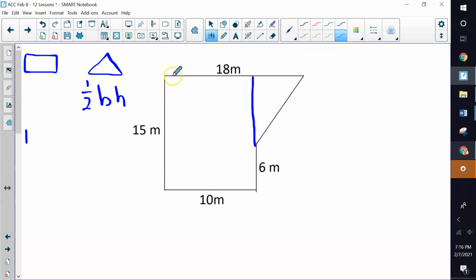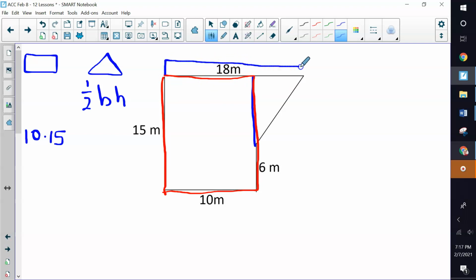So what is, let me use a different color here, the length and the width of this rectangle? It's not 18, is it? It is 10 and 15. So 10 is our width here, and 15 is our length. So we have to make sure we're getting the right numbers. Don't just throw down the numbers that you see, because 18 is incorrect. 18 is the total length from here all the way to here.